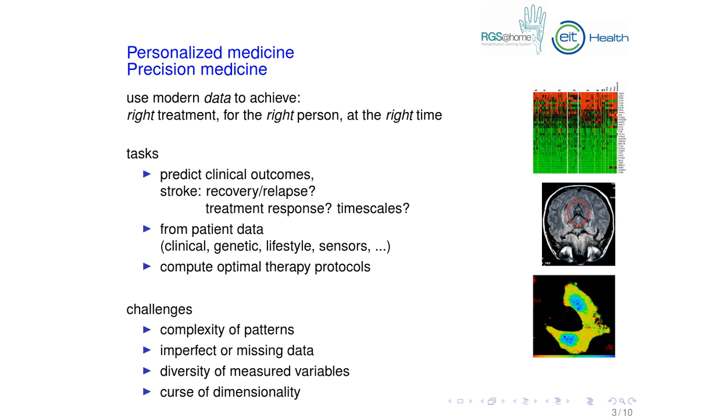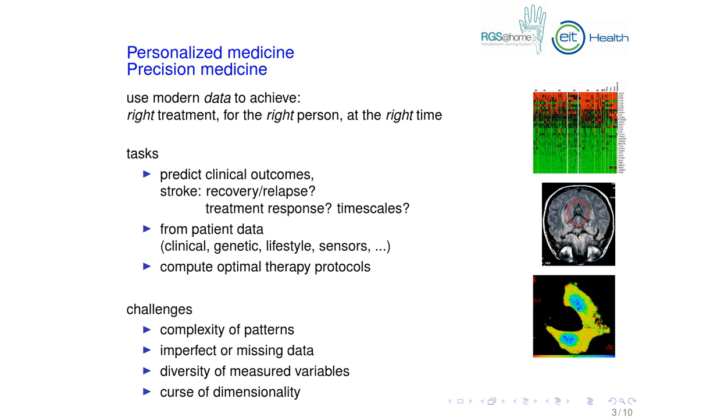And there's a lot of diversity in the measured variables, which could range from imaging data to genomic data to measurements from the blood and so on. And it's not always obvious how you can integrate these quite different types of variables in a prediction. And finally, there's the curse of dimensionality.